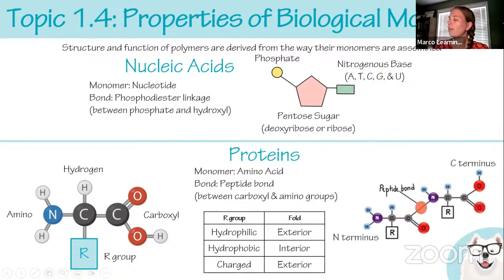And so when we look at the polypeptide, or the long string of these amino acids, we're going to have an N terminus, the side where the amine group is, and a C terminus, the side where the carboxyl group is, because you'll have this long string. And that peptide bond will be between the carboxyl group of one and the amine group of the next.